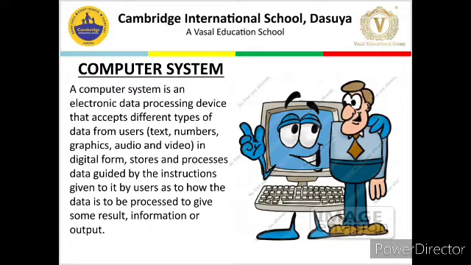Let's begin with the very first topic of the session, computer system. A computer system is an electronic data processing device that accepts different types of data from the user, including text, numbers, graphics, audio and video in digital form, and further it stores and processes the data guided by the instructions given to it by the user. User means we people. We are the instructors and we need to instruct the computer system what kind of data we are giving and what outputs we require.